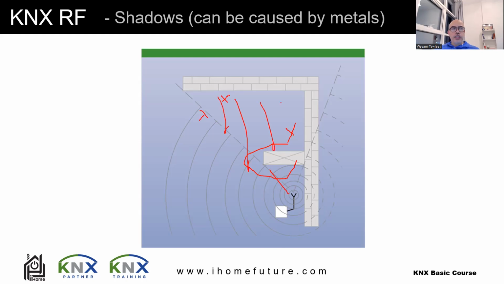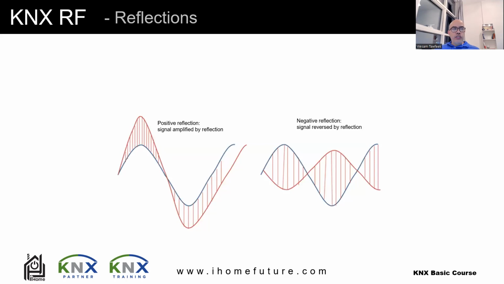So in my design, I have to consider something like that. Okay. Also, the reflection, that sometimes the signal is reflected from the obstacles. The reflection might be a positive reflection or a negative reflection.